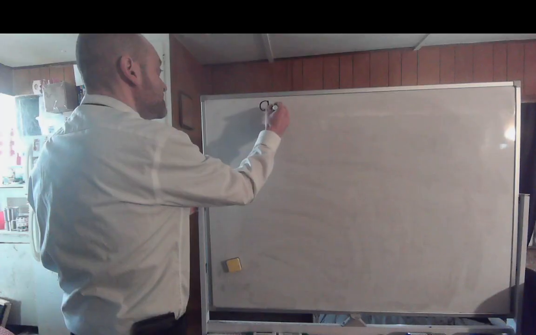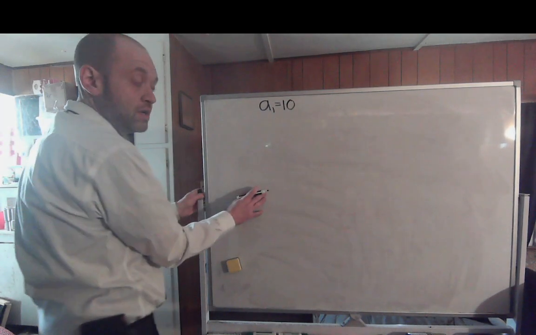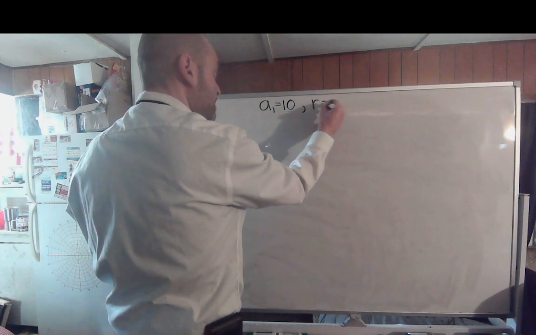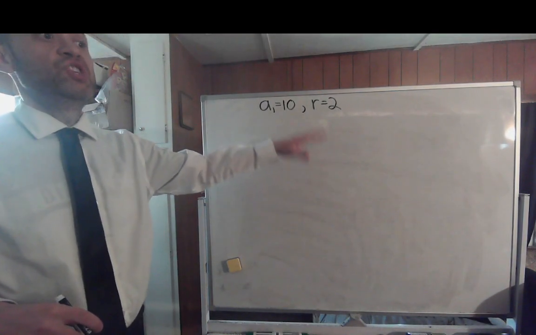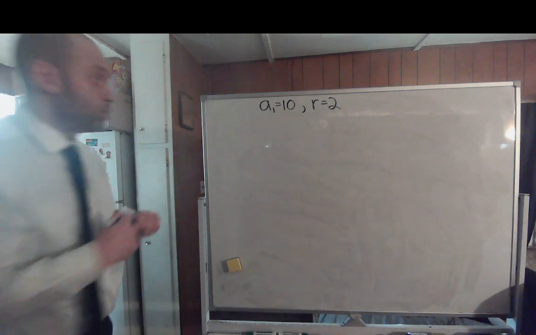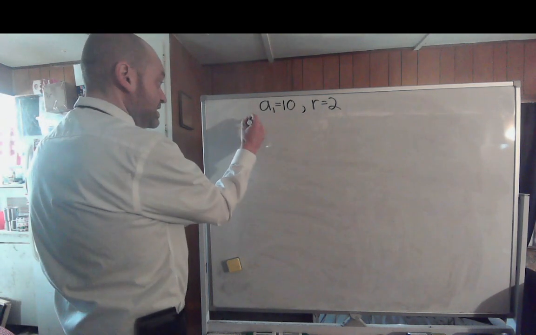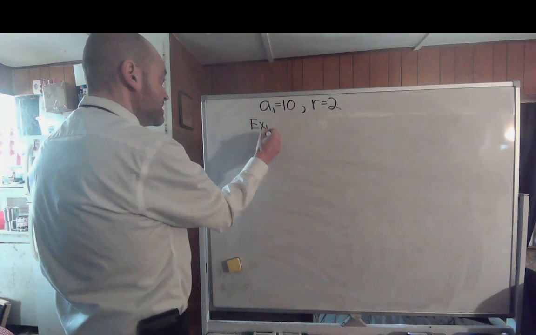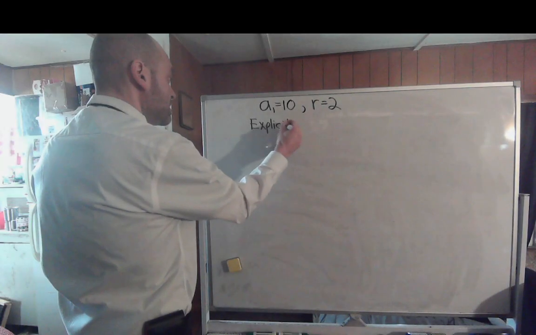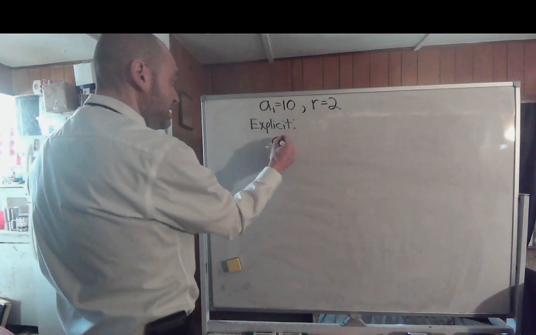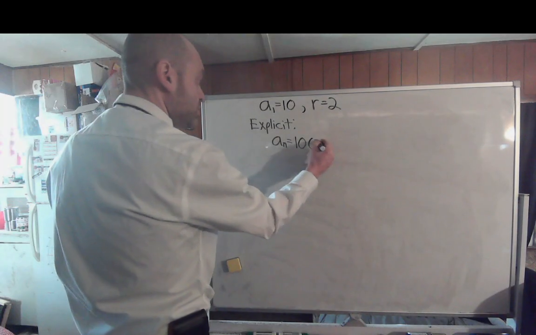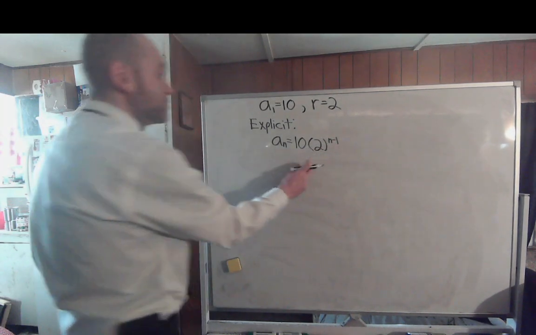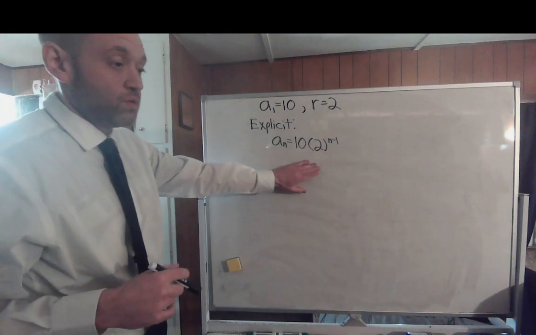Alright, now we have the first term of this series equals 10, and you're given a common ratio of 2. So you have a common ratio, meaning this is a geometric sequence. So let's find the explicit formula for this geometric sequence first. That, of course, a sub n would equal your a sub 1, which is 10, times your common ratio, which is 2 to the n minus 1. So there's your explicit formula for the sequence.